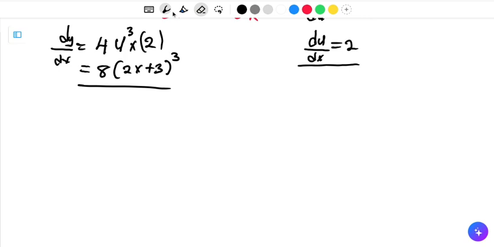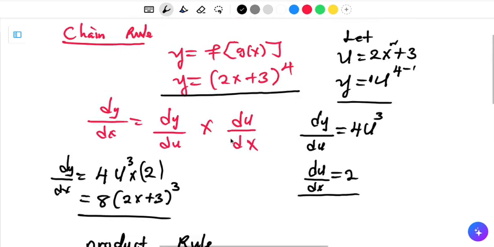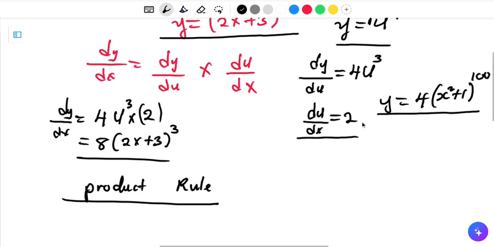So we have the product rule. When do you apply the product rule? Let me also give you one question to try under chain rule. Let's say you have y equal to 4, open bracket, x to the power 2 plus 1, then to the power 100. You can also try to answer this.